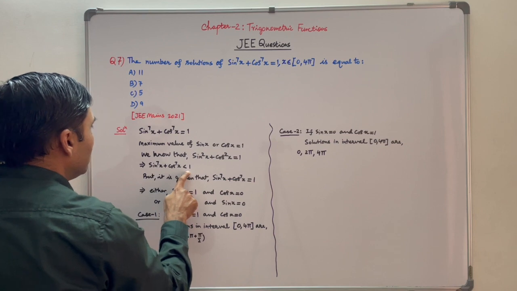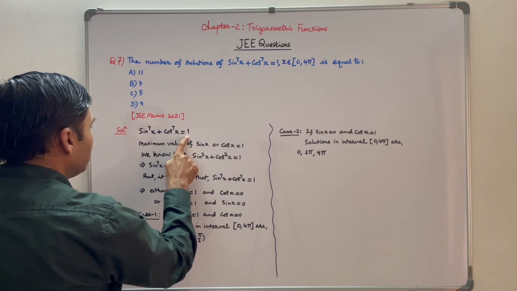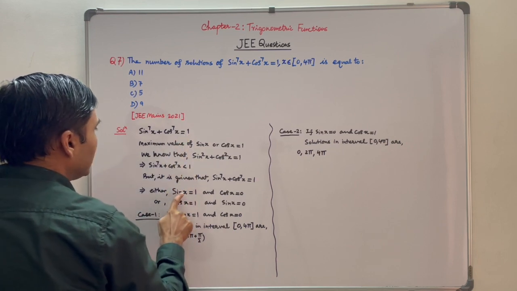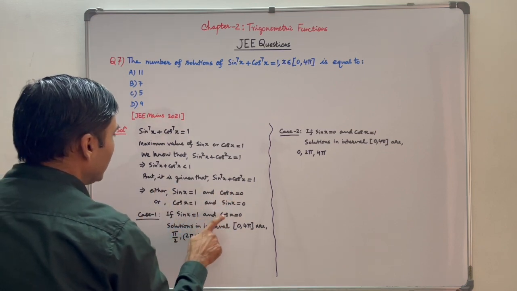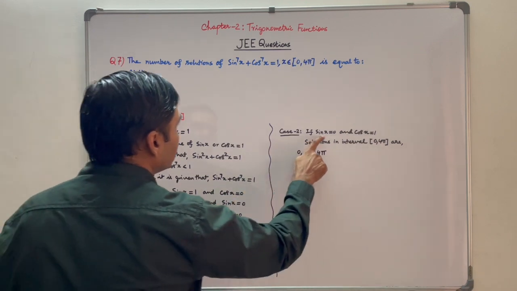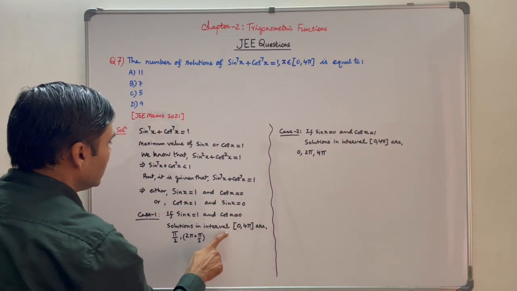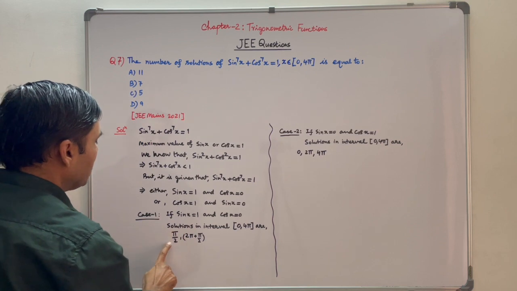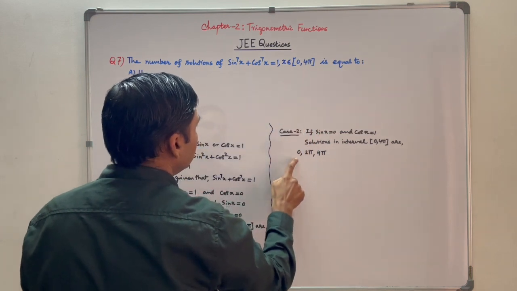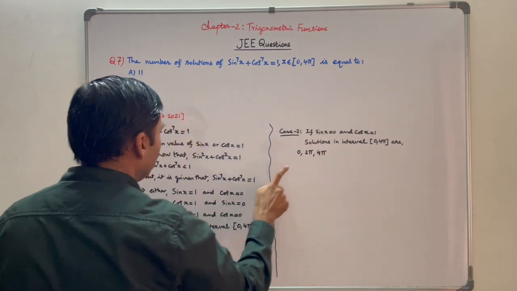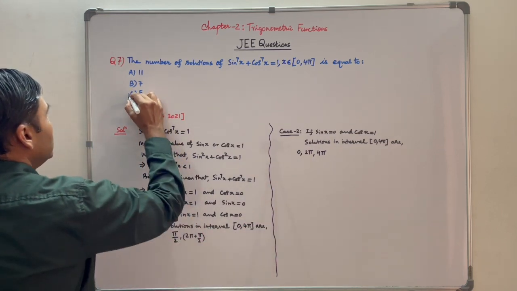But it is given that sin to power 7 x plus cos to power 7 x is equal to 1. That means one of them is 1 and another is 0. So we will consider two cases: when sin x is equal to 1 and cos x is equal to 0, and when sin x is equal to 0 and cos x is equal to 1. So in first case, solutions in the interval 0 to 4 pi will be pi by 2 and 5 pi by 2. In second case, solutions in the given interval will be 0, 2 pi and 4 pi. So there will be 2 plus 3, 5 solutions in total. So option C is correct.